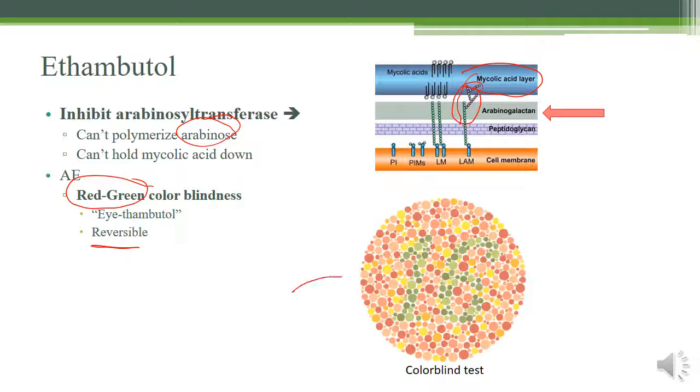I showed you over here a colorblind test. If you are colorblind, this will just look like a bunch of little dots, or it might look like a different number. But if you can see colors really well, you'll know that this clearly spells out a 16.